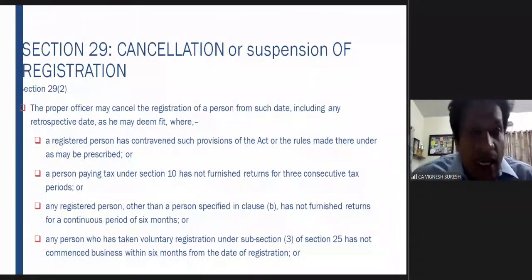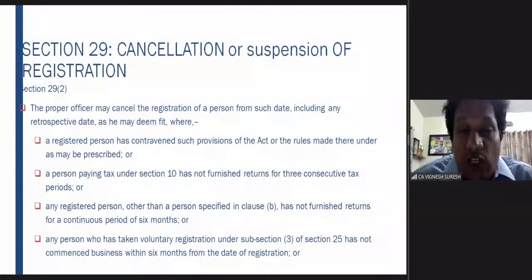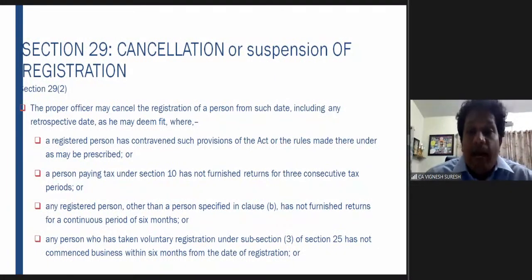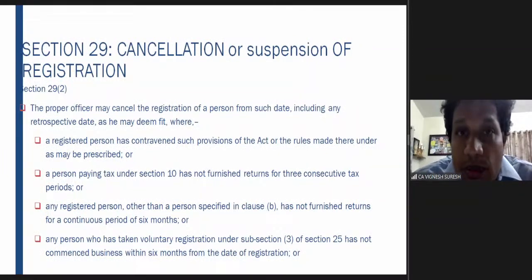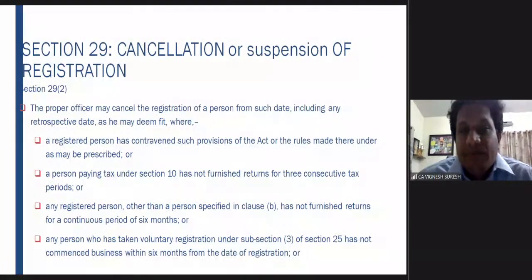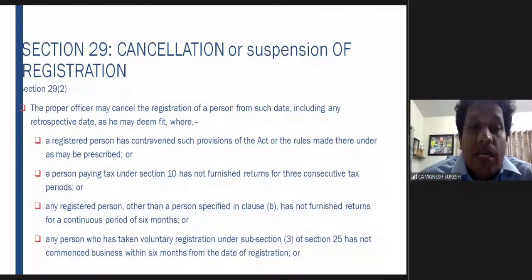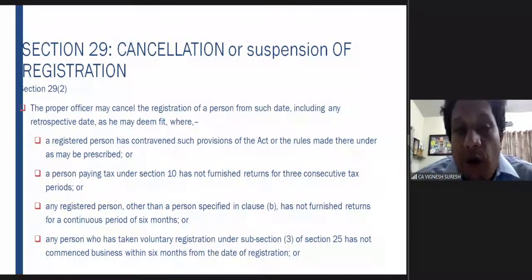Point number 3. Every registered person other than a person mentioned above has not furnished the returns for a continuous period of 6 months. Here what is happening? Apart from the composition levy person, a person who is in the regular scheme of registration has not filed the returns continuously for a period of 6 months. In this case also, the proper officer can go ahead and take the cancellation.